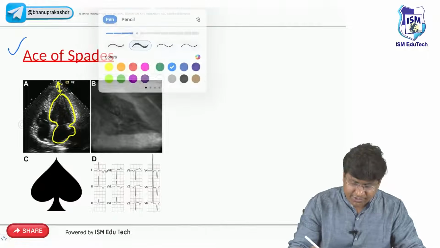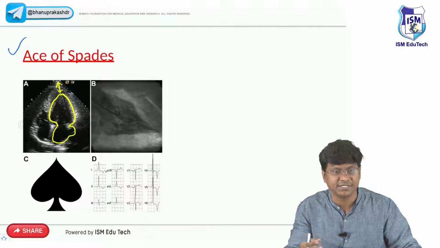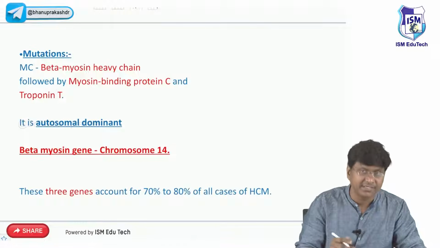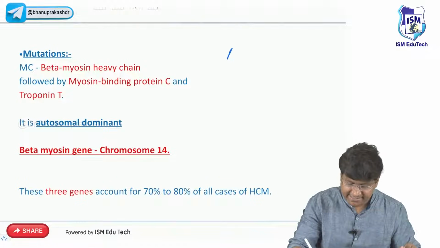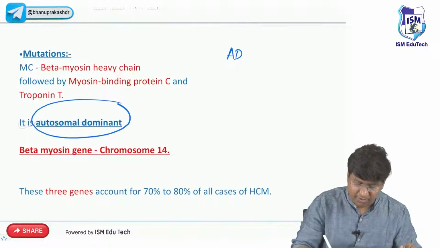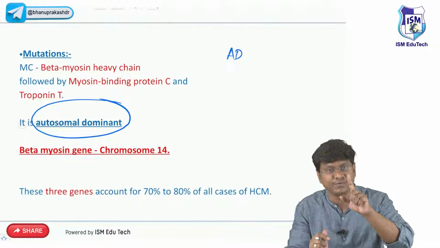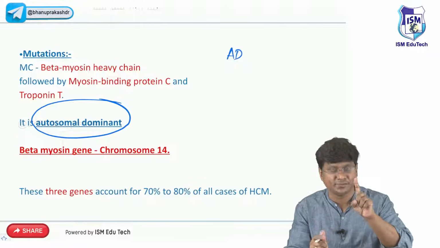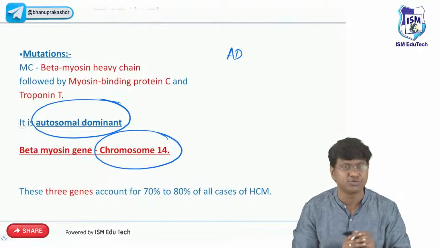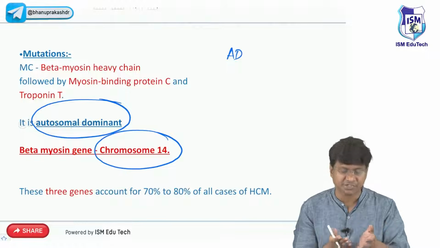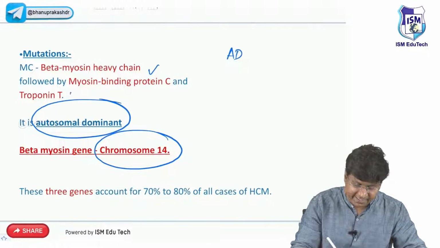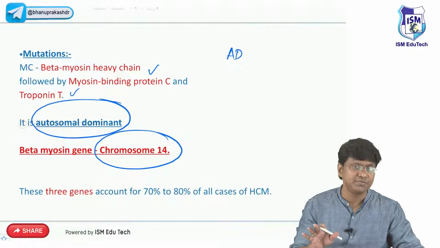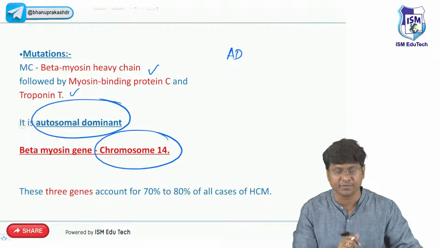Now, what are the etiologies that will be causing hypertrophic cardiomyopathy? It is mainly a genetic disorder, and the type of inheritance is autosomal dominant, and it is mainly due to gene mutation. The most common gene that is being mutated is the beta myosin gene, which is present on chromosome 14. And what are the other genes which are being defective? That is myosin binding protein C as well as troponin T. So these are the mutations which are responsible for the development of hypertrophic cardiomyopathy.